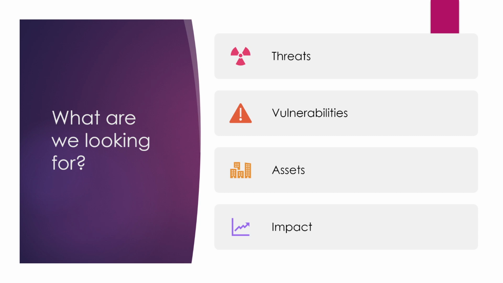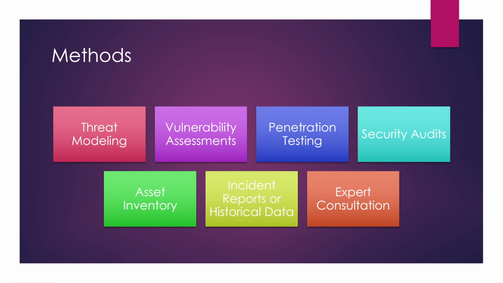So how do we do this? Well, we use a couple of different methods. One of the first methods is called threat modeling. Threat modeling is a process for identifying potential threats to a system. It helps us understand how attackers might exploit vulnerabilities and what methods they might use. By mapping out these threats, we can anticipate potential attack vectors and prioritize our defenses.